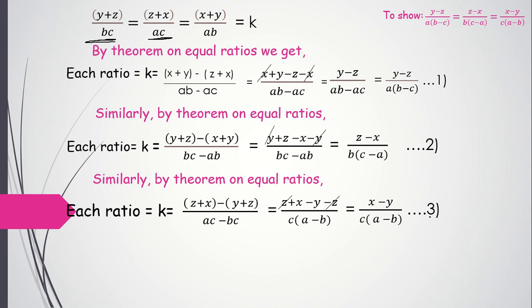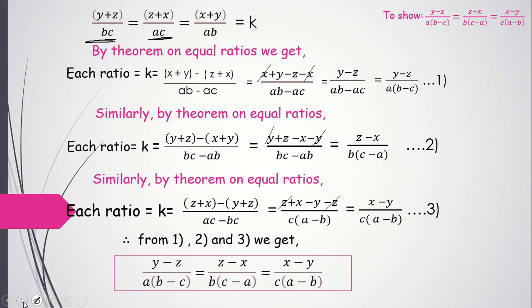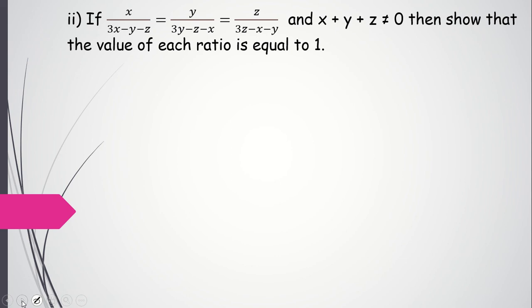Now from 1, 2 and 3, see all these ratios, they are equal to some constant K. So that means all these three ratios are equal. So we will say from 1, 2 and 3, we get Y minus Z upon A B minus C is equal to Z minus X upon B C minus A is equal to X minus Y upon C A minus B. Hope so this was understood. Now we'll move on to the next sum, which also uses theorem on equal ratios only, but that is comparatively simple.